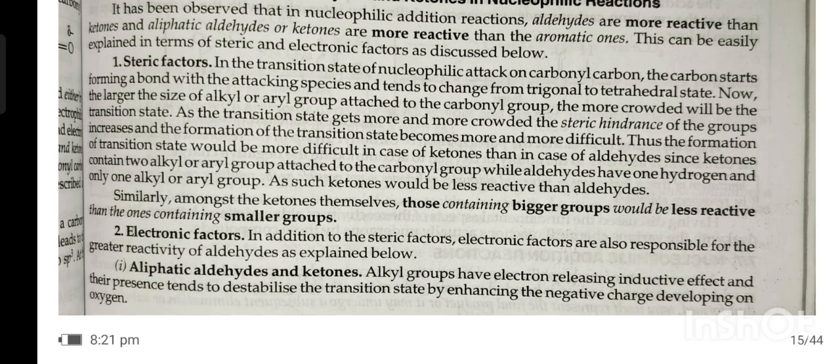Thus, the formation of a transition state would be more difficult in the case of ketones than in the case of aldehydes, since ketones contain two alkyl or aryl groups attached to the carbonyl group, while aldehydes have one hydrogen and one alkyl or aryl group. As such, ketones would be less reactive than aldehydes. Similarly, among the ketones themselves, those containing bigger groups would be less reactive than ones containing smaller groups.